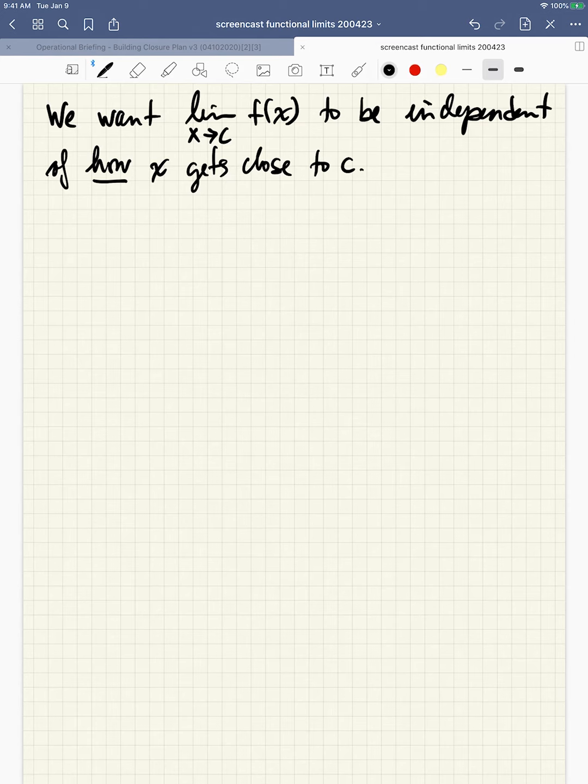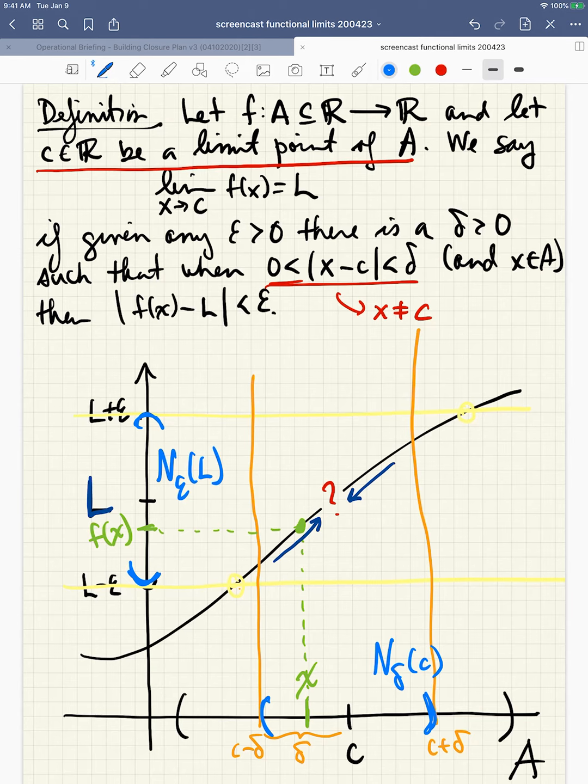What I'll also point out is that we could use topological notions to define this. This interval over here, the epsilon neighborhood around L, we could call that the epsilon neighborhood. And this delta neighborhood around c, I could call the delta neighborhood around c. So I could rephrase this definition using topological language.